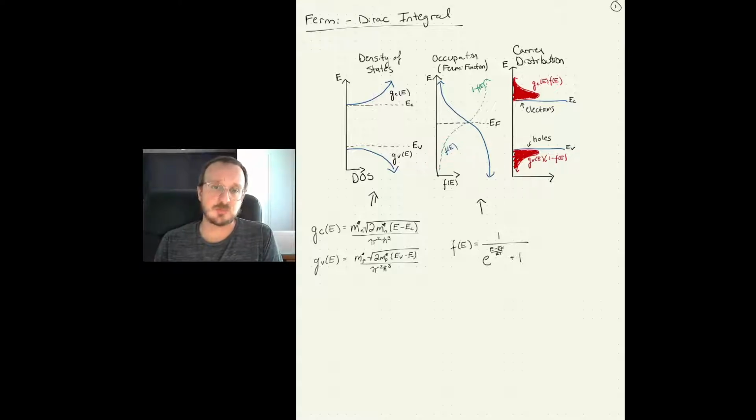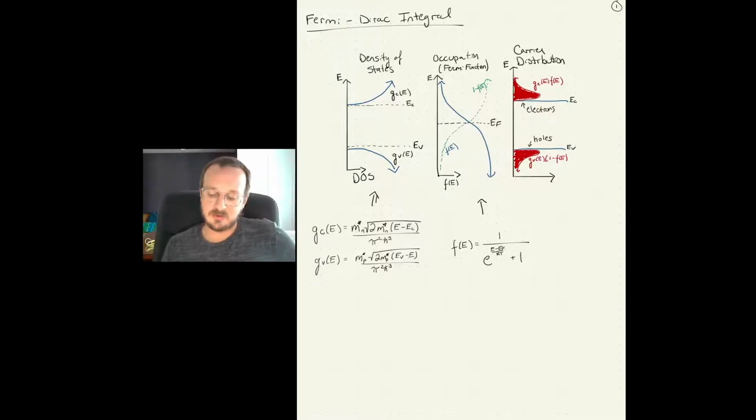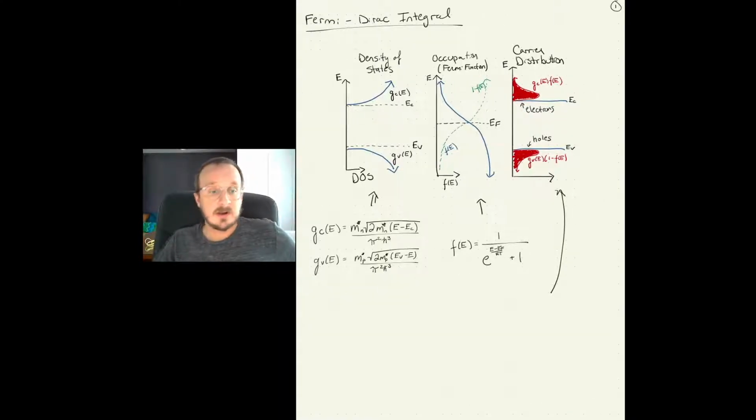Okay, so we get this distribution of electrons and holes, and it's bunched up near the band edge, which is nice because this is where we've made some assumptions. And now instead of looking at the carrier distribution, which is drawn here in terms of inverse volume, so per cubic centimeter eV, what we want to do is know the total number of electrons, or holes, distributed in energy.